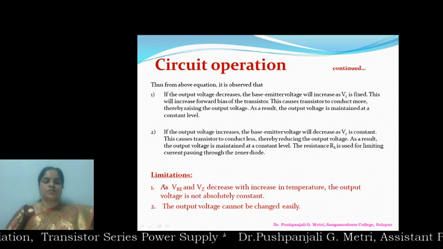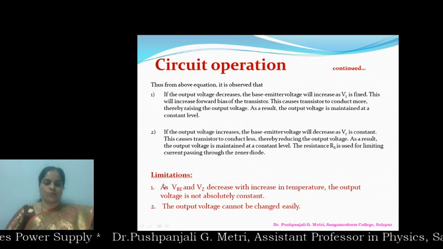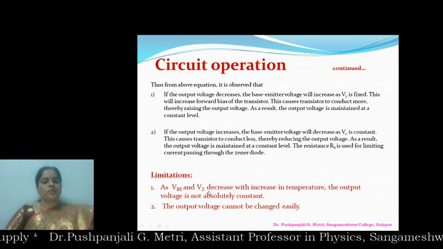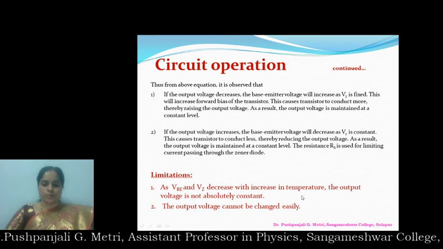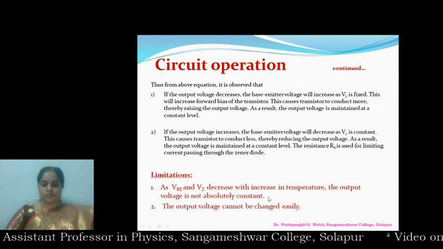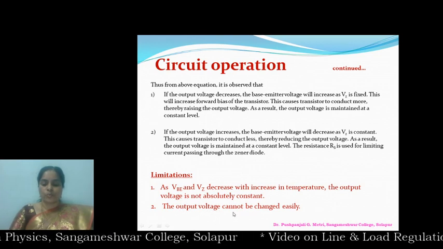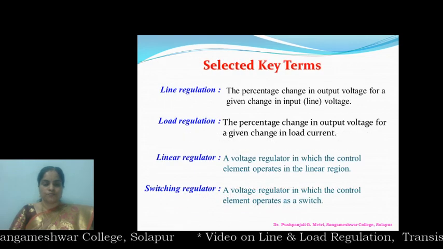So, as we have the important characteristics of the transistor series power supply, there are some limitations also. As VBE and VZ decrease with increase in temperature, the output voltage is not absolutely constant. The second limitation is that the output voltage cannot be changed easily.